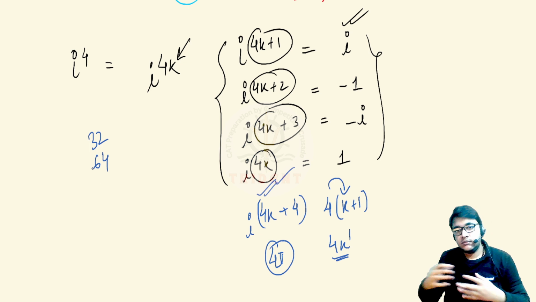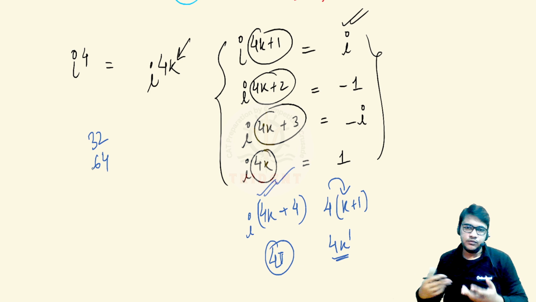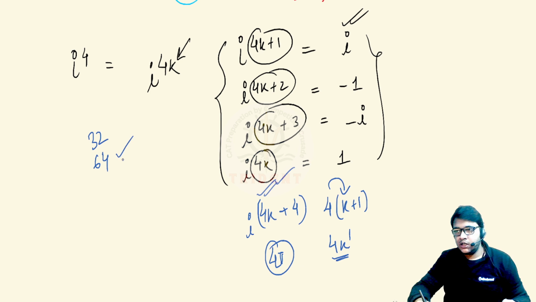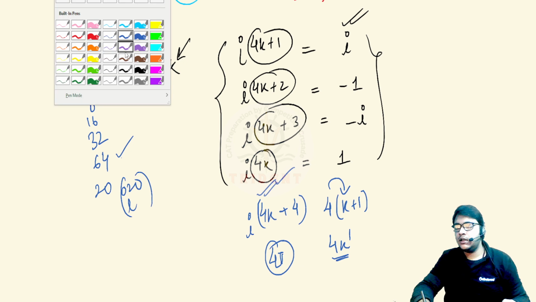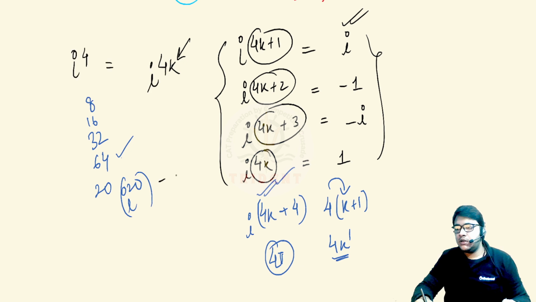depending upon if it is a 4k or a 4k plus 1 or a 4k plus 2, we can deduce the values, right? So 64 also, 8 will also be there, 16 will also be there, 20 will also be there. If you must check, let's check for i raised to the power 20. Yeah, so i raised to the power 20 can be written as i raised to the power 5 into 4.